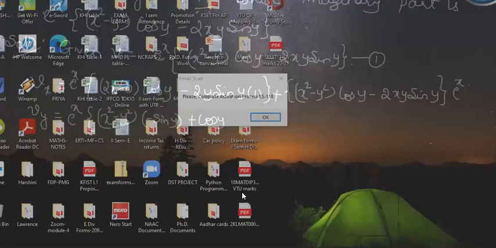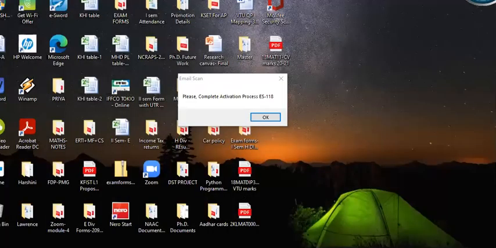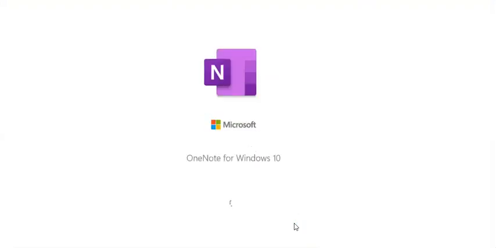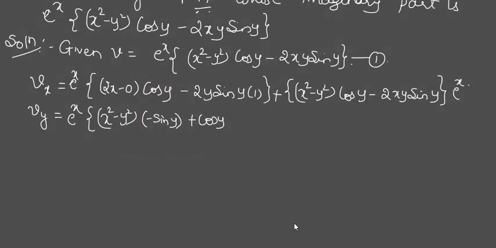Derivative of x square. X square becomes 0, y square is 2y, so this is 0 minus 2y. Similarly, for 2xy sin y, we can keep minus 2x out, but y sin y we have to do by product rule. So we'll keep y as it is, sin y becomes cos y, plus sin y as it is, derivative of y is 1.